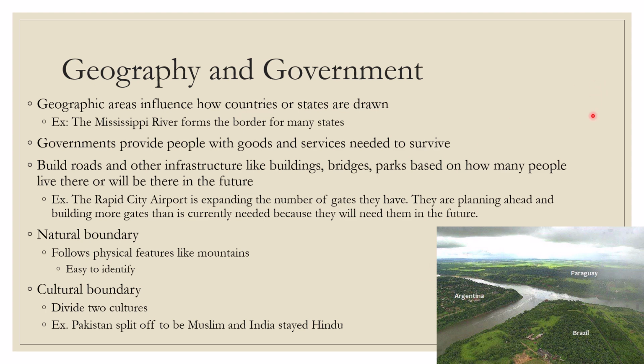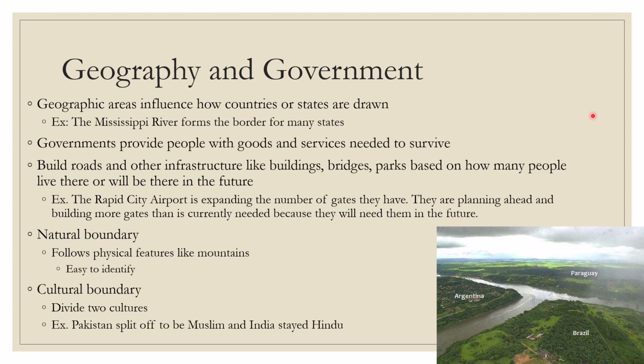We also know that government can help people get the goods and services they need. Governments can also help build roads. They can build buildings, bridges, and parks. This is called infrastructure. A good example in our area is the Rapid City Airport. It's pretty small, and they are going under construction right now, and they're actually planning for like 30 years in the future. We know that the population of Rapid City is increasing, so they are planning on that. I want to say they're building like 5 more gates or something. They might not need those gates now, but they know they will in the future, so they are going to build those gates now to prepare for them.